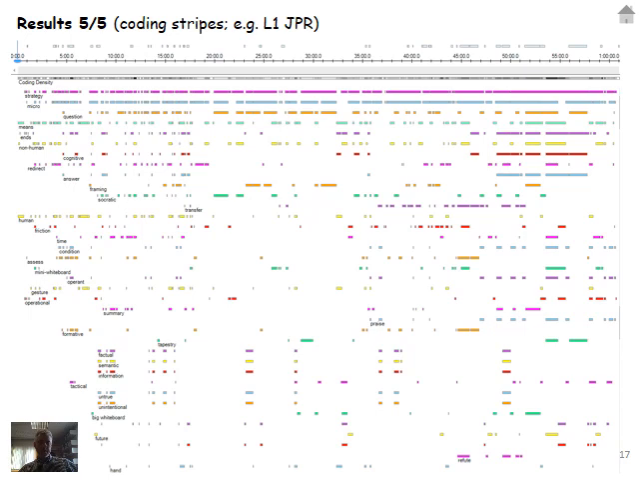This gives a rough idea. These are coding stripes from NVivo software. Just gives you a rough idea of just how rich these data are, that lots of elements of the pedagogy analysis framework were used simultaneously.